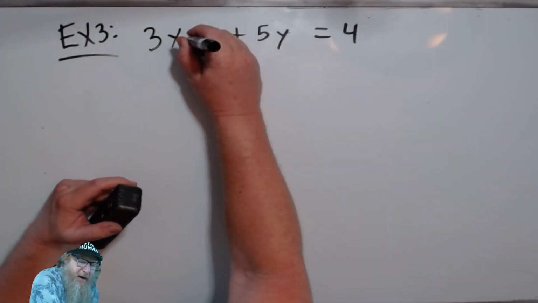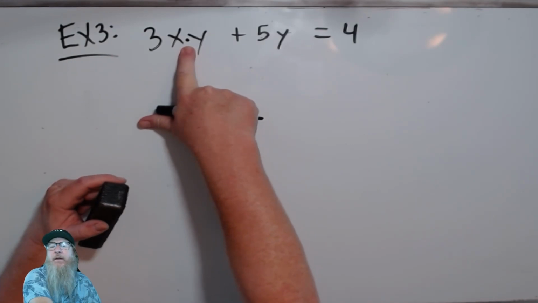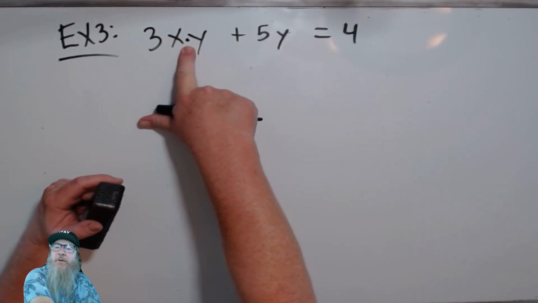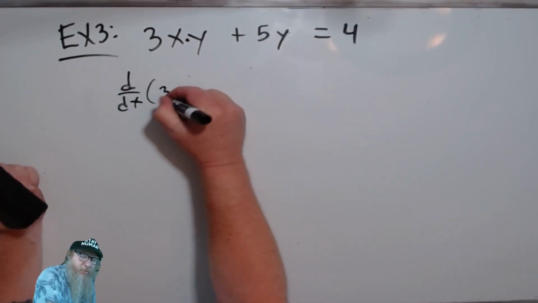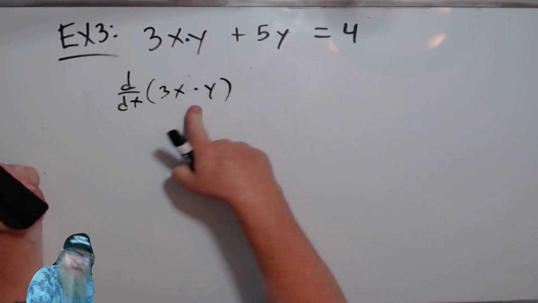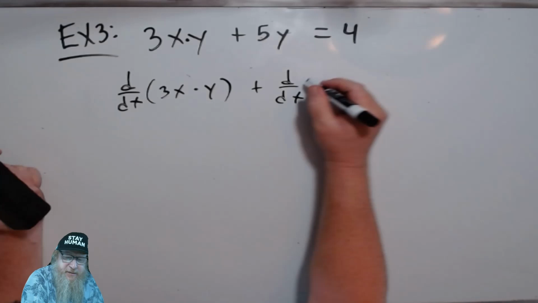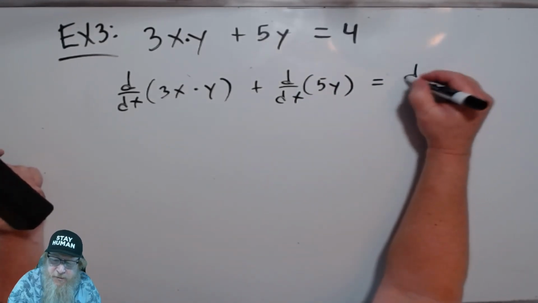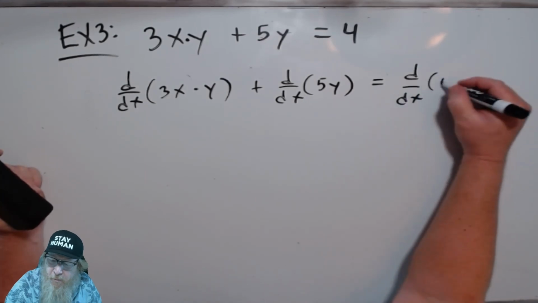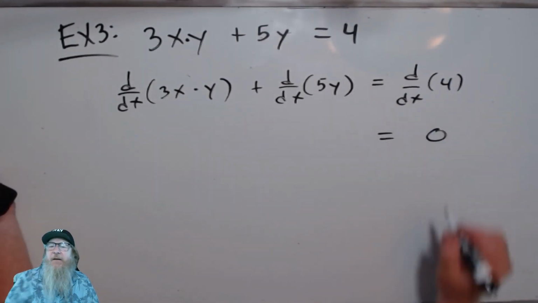I like to put a dot right here just to remind me that those are being multiplied. So my brain kicks into product rule mode. So I've got the derivative of 3x times y, that's going to be a product rule, plus the derivative of 5y equals the derivative of 4. You could just do the right side right now. It's going to be 0.